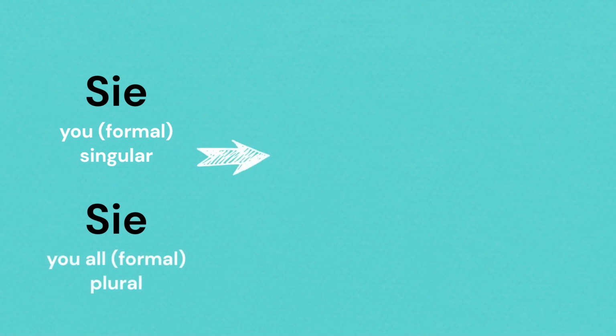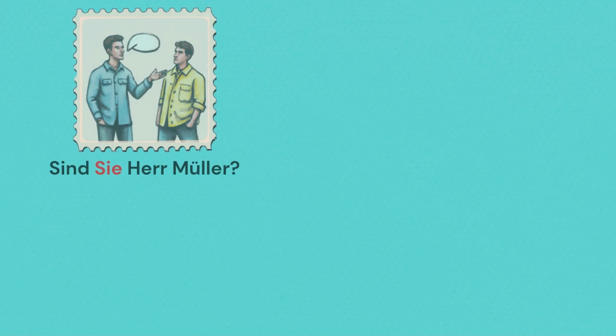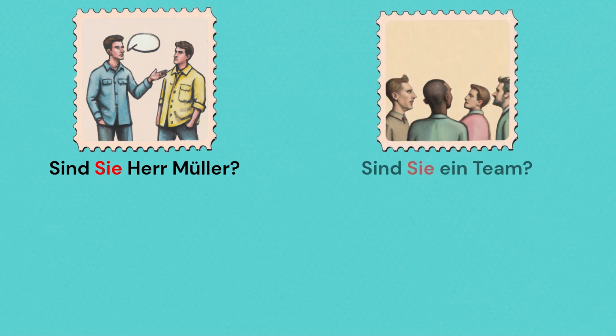The next one is sie in formal form, singular and plural. For both of them, the possessive article is the same, ihr or ihre. Let's see their usage. So for the first situation, where it's sie singular, sind Sie Herr Müller? For the second situation, where it's in plural, sind Sie ein Team?